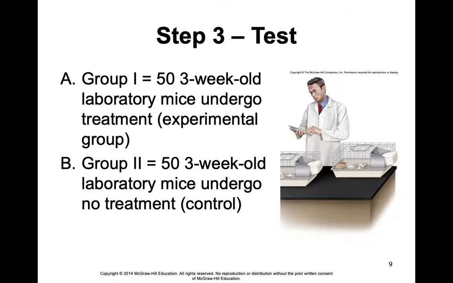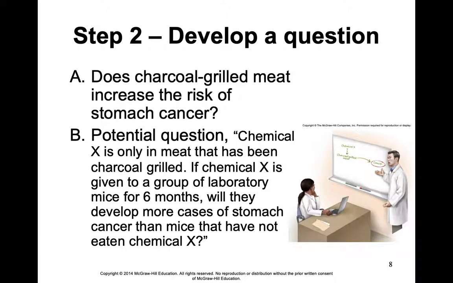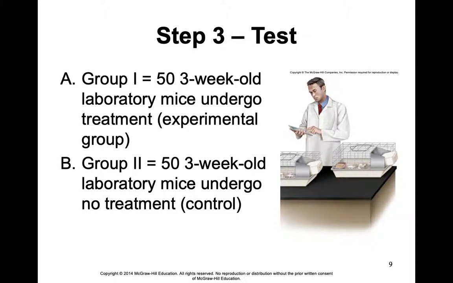You'll notice here in this B section that the potential question is very specific. It's not broad, like, does charcoal meat raise cancer risk? That's too broad. We're looking more specifically at this very special compound, only in grilled meats, whether it increases incidence or development of a specific type of cancer in a certain amount of time, compared to lab mice who have not eaten chemical X. And that specificity is important.